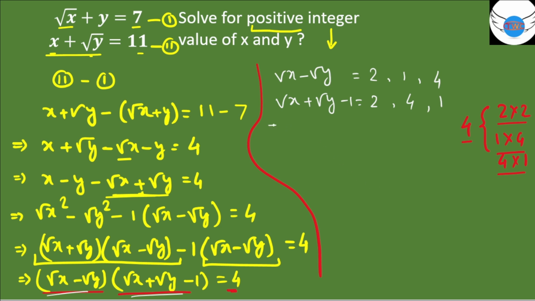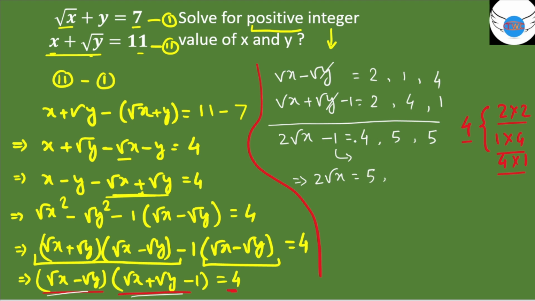Now we'll simplify this by adding the equations. If we add them, the negative √y and the positive √y will cancel. So we're left with √x plus √x, which is 2√x, and here it is negative 1, equal to 2 plus 2 is 4, 1 plus 4 is 5, and 4 plus 1 is 5. Now we'll take this negative 1 to the right-hand side, so it becomes plus 1. So 2√x equals 4 plus 1 is 5, 5 plus 1 is 6, and 5 plus 1 is 6.